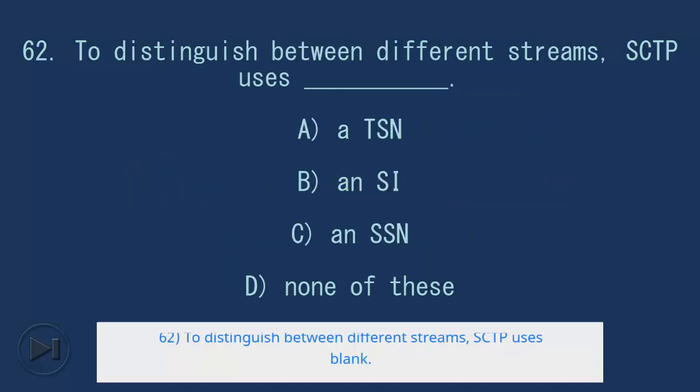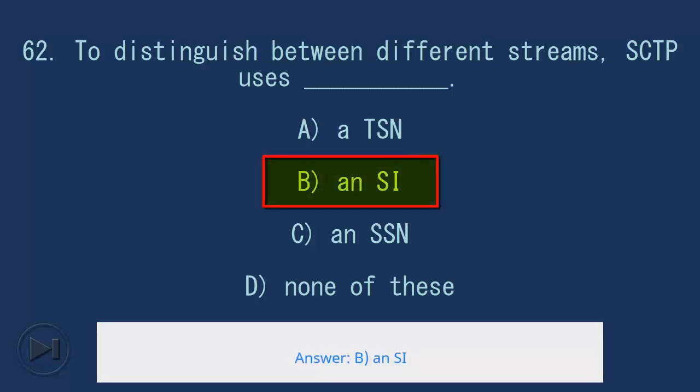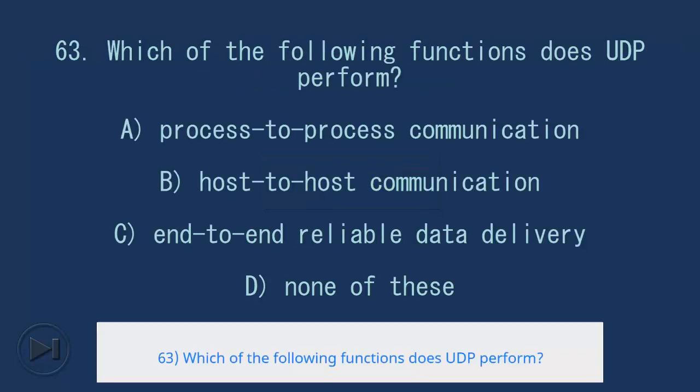62. To distinguish between different streams, SCTP uses blank. A, a TSN. B, an SI. C, an SSN. D, none of these. Answer, B, an SI.